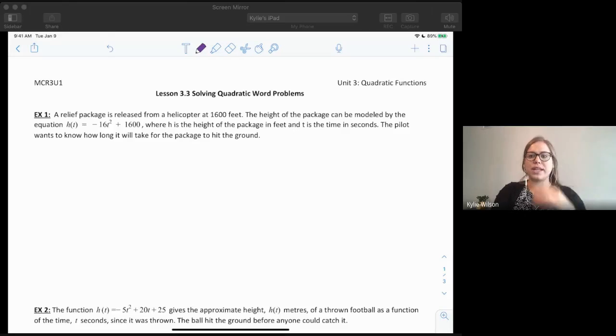Okay, so let's get started. The lesson that hopefully you were able to work on your own was reviewing how to solve quadratic equations. So we're going to continue to use that, but we're going to look at word problems.